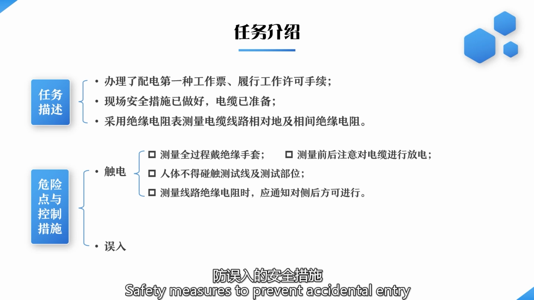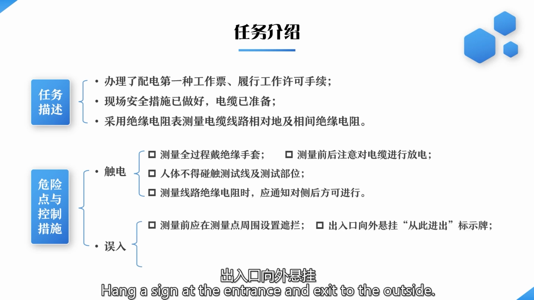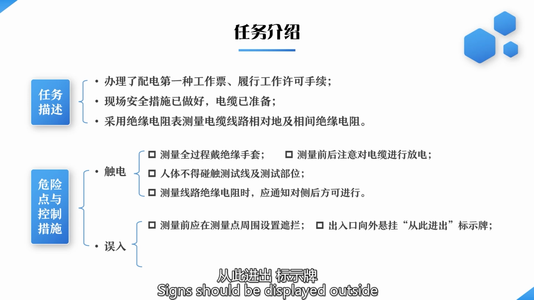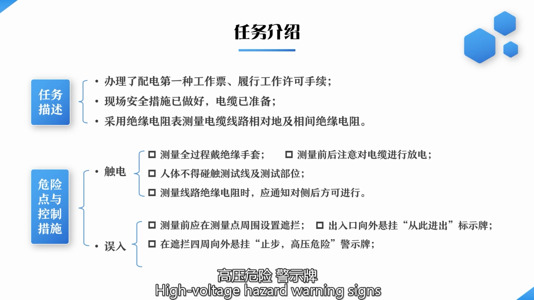Safety measures to prevent accidental entry. Before measurement, set up a cover around the measurement point. Hang a sign at the entrance and exits to the outside. Signs should be displayed outside the entrance and exit points. A sign should be displayed around the perimeter of the barrier. High voltage hazard warning signs.